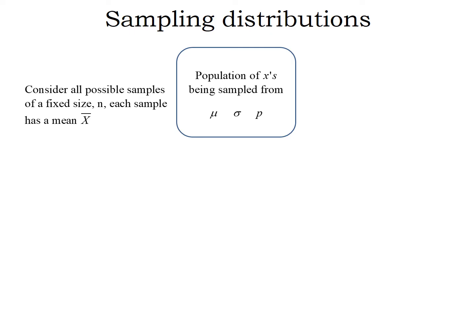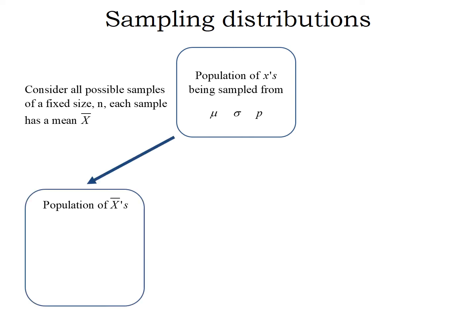So if we consider every possible sample of a fixed sample size, taken with replacement so that each selection is independent from the others, each of those samples is going to have its own mean, X bar. There are lots of different samples that we could end up with when we collect our data, so there's lots of different sample means we could get. When we look at all these sample means together, they form a population of their own. And this population of sample means is going to have its own set of parameters.